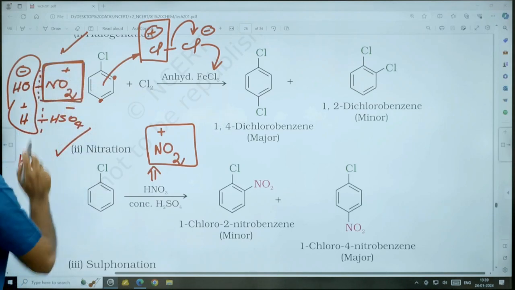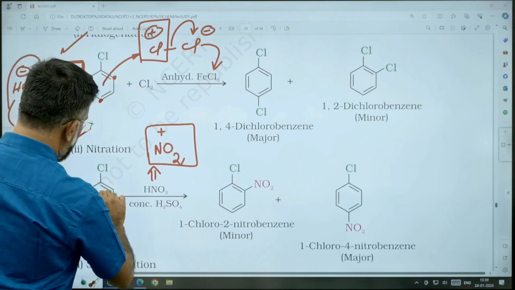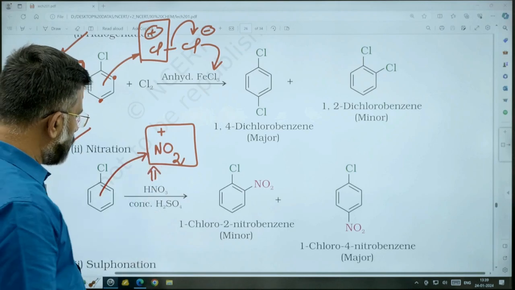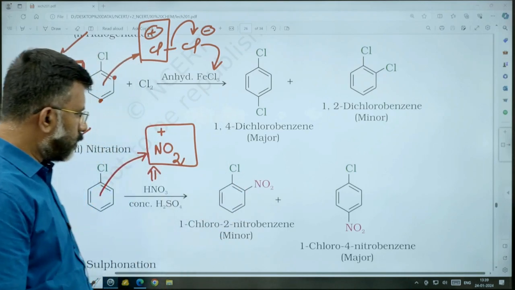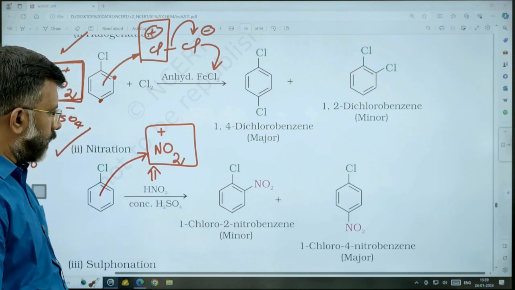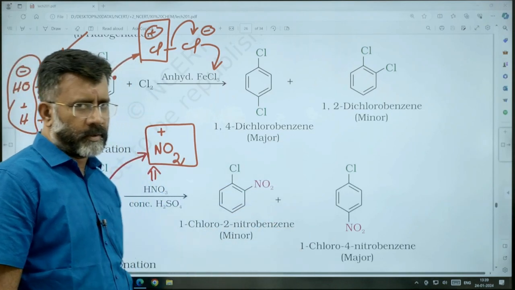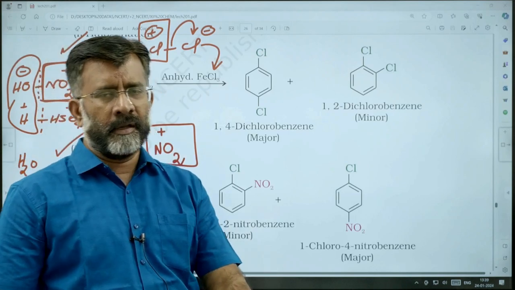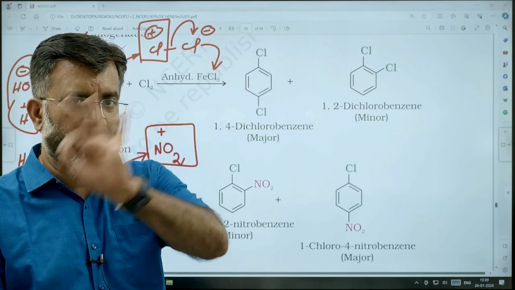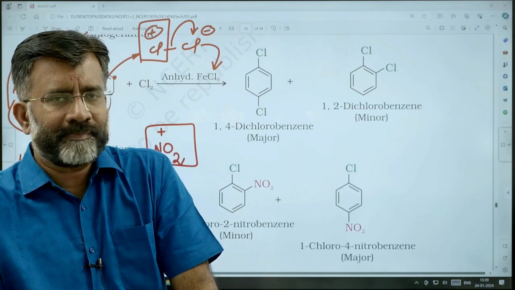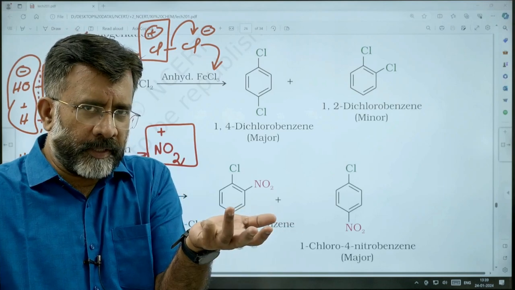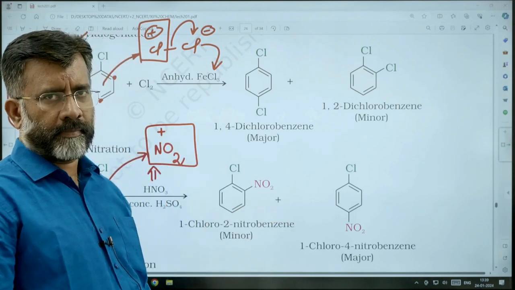This is the electrophile, the nitronium ion, attacked by the benzene ring, and you get ortho nitro and para nitro products: 1-chloro-2-nitrobenzene or 1-chloro-4-nitrobenzene, which in fact is the major product, and here the electrophile is the nitronium ion. So halogenation, nitration, right?